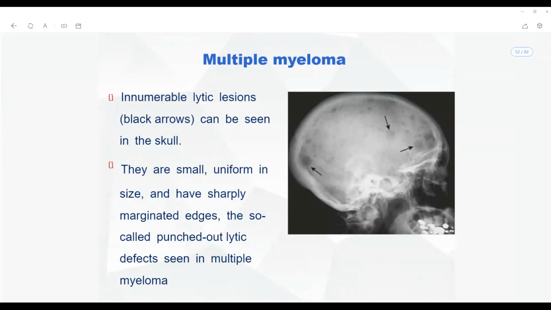Benedict, the answer to your question: how can we differentiate them if they have the same names or different characteristics? Actually, the classification of the bone tumors is generally done based on their distribution.